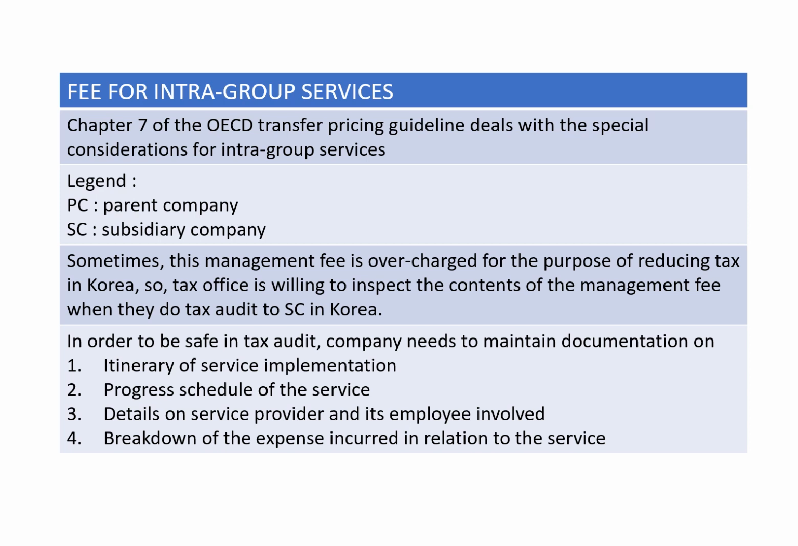So in order to be safe in a tax audit, the company needs to maintain documentation on number 1, the itinerary of service implementation. Number 2 is the progress schedule of the service. Number 3 is details on the service provider and its employees involved. Number 4 is a breakdown of the expenses incurred in relation to the service. Complete and perfect documentation is the key to staying safe in a tax audit.